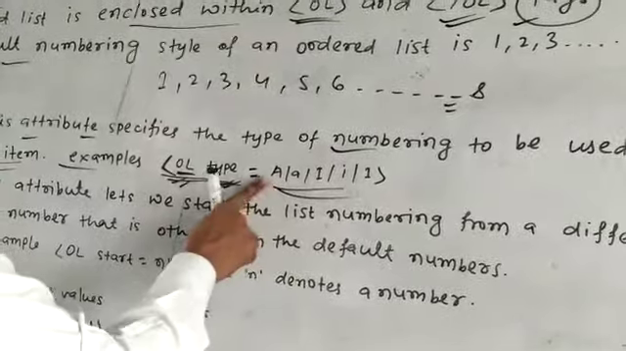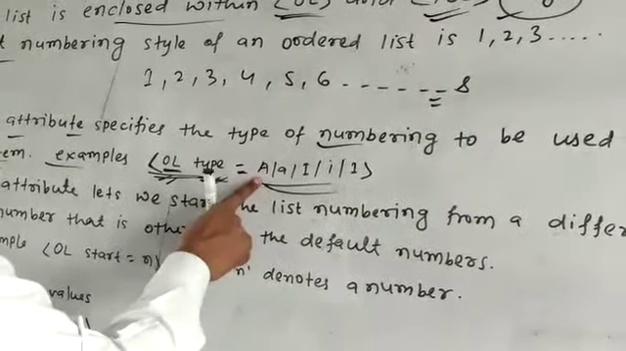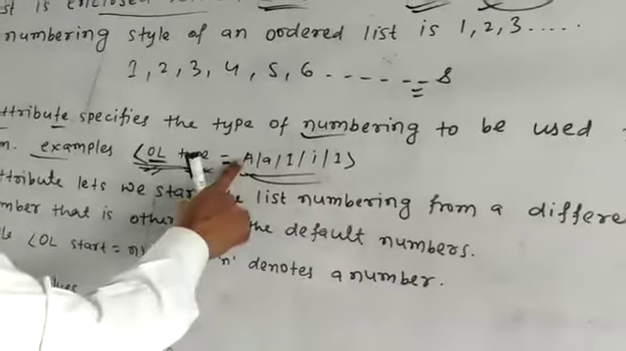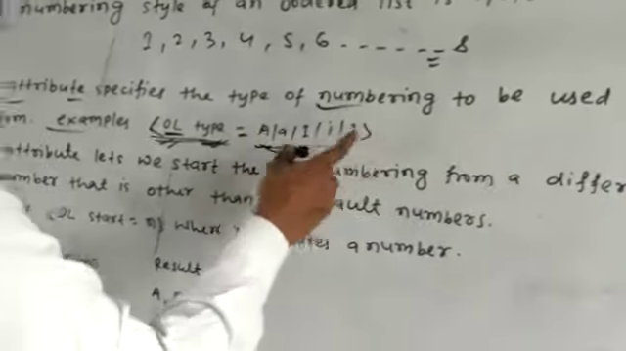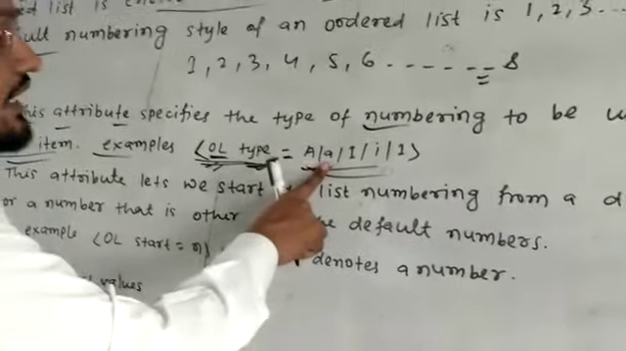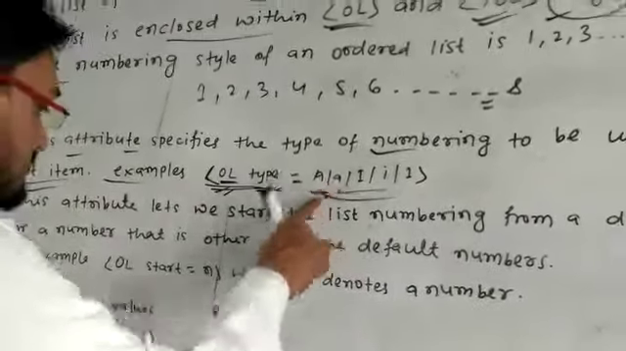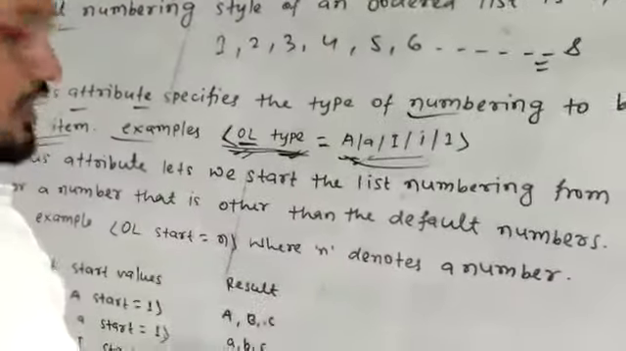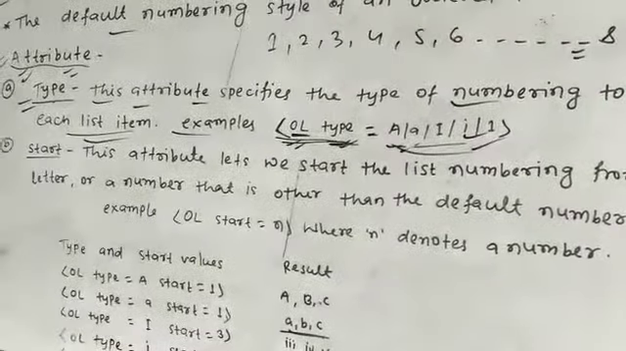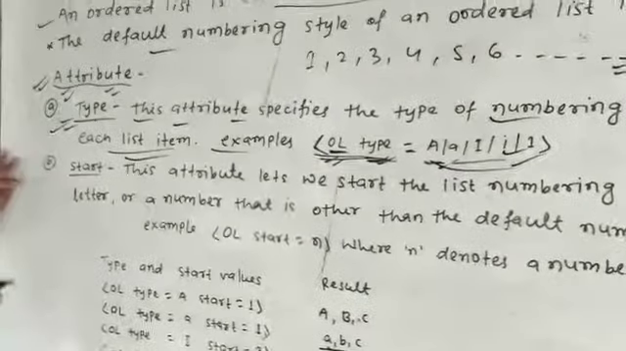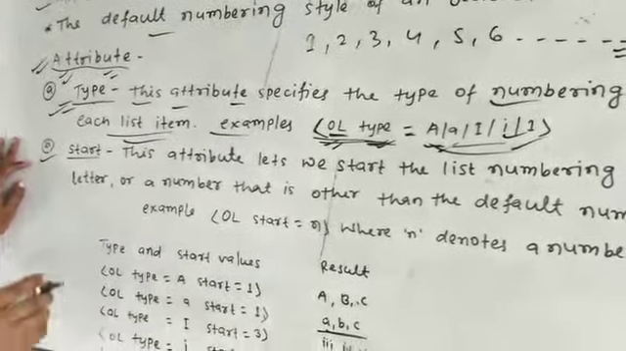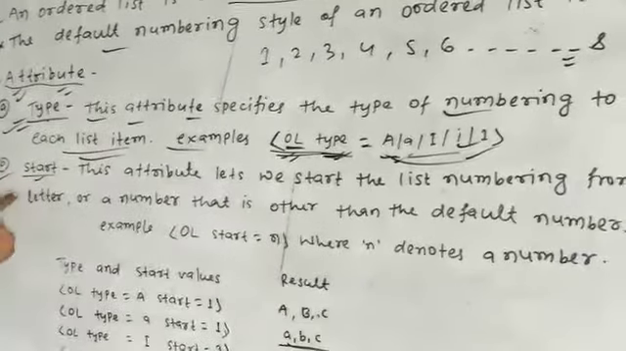If we use a capital A, our result starts with A and then B, C, D. If we use a small letter a, our result is a, b, c. These are the type attributes we can use in an ordered list. Our second attribute in the ordered list is start.